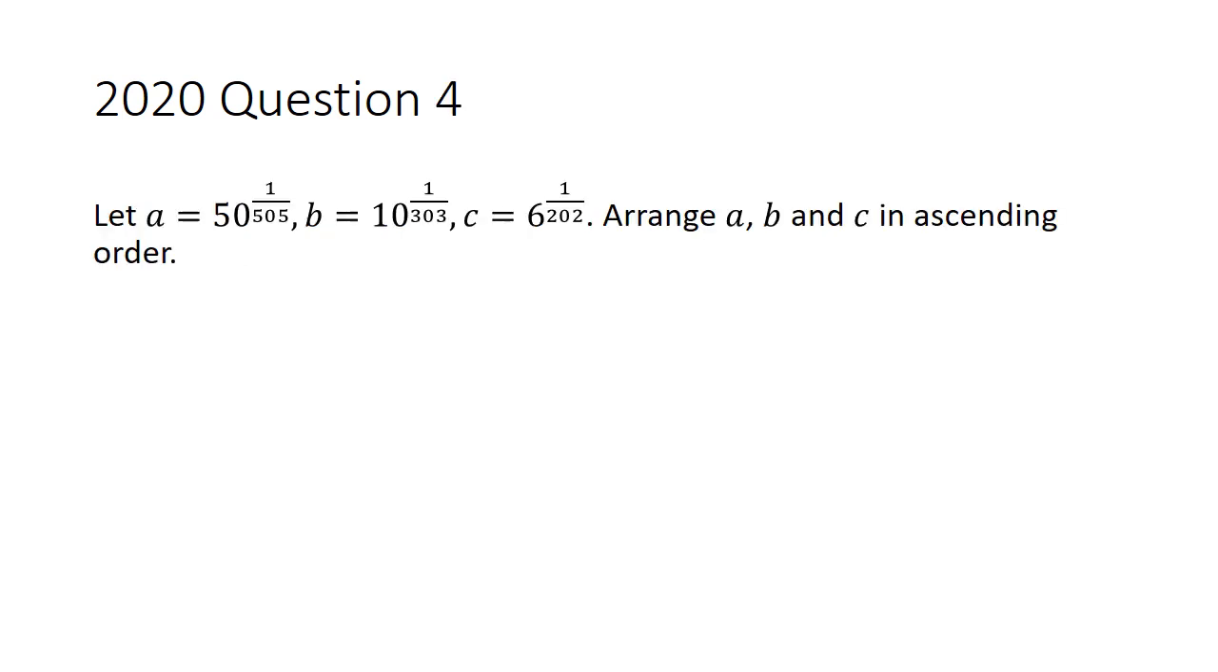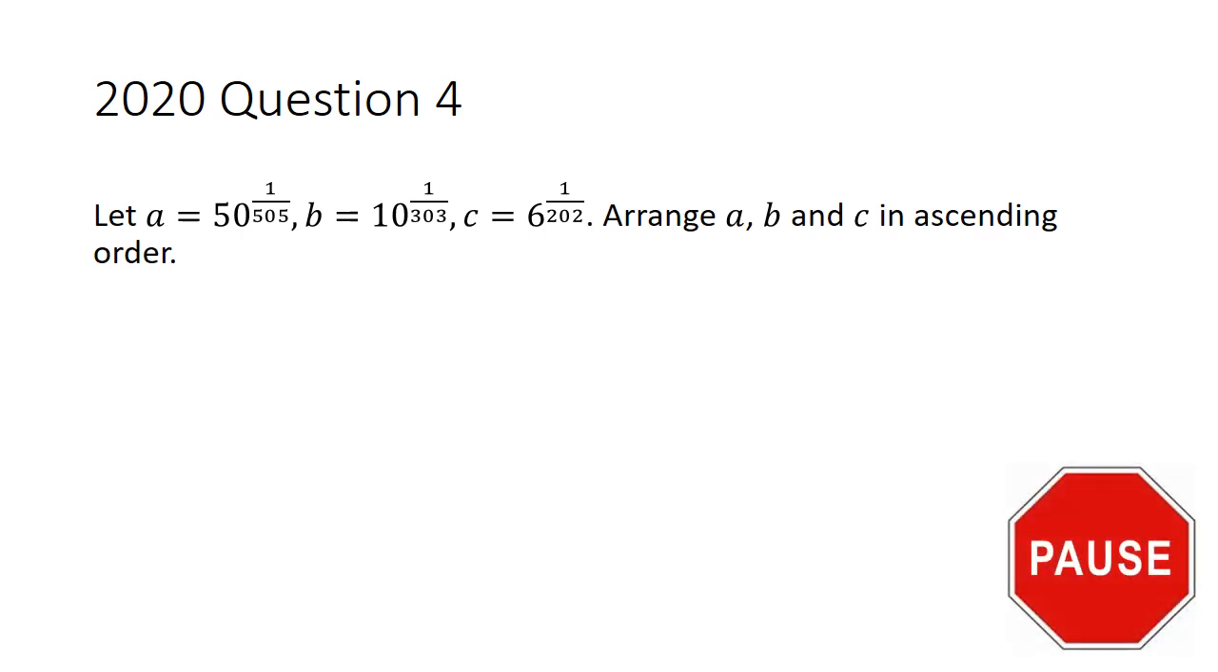Next, in question 4, let A equal 50 to the power of 1 over 505, B equal 10 to the power of 1 over 303, and C equal 6 to the power of 1 over 202. We want to arrange A, B, and C in ascending order. So pause the video here and give this index question a good try.